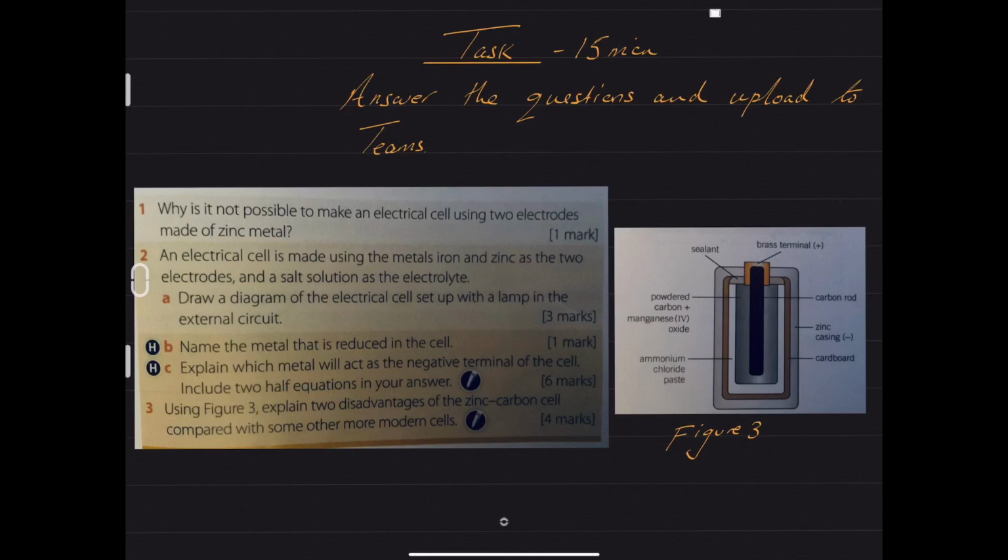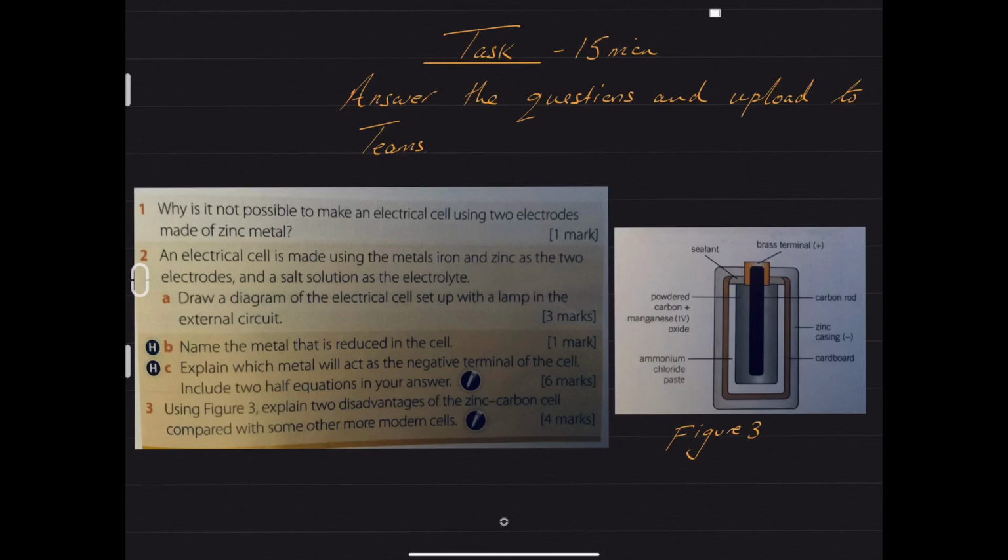If you're not able to do that, okay, I can understand if that's going to be a bit difficult, but you should be able to explain which metal will act as a negative terminal of the cell. And if you can, include 2 half equations in your answer? And you should be comfortable with the word half equations.